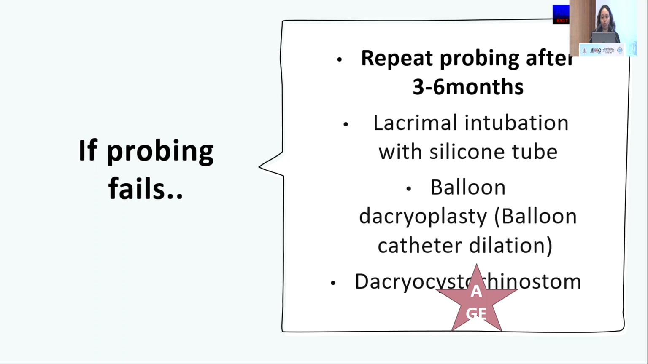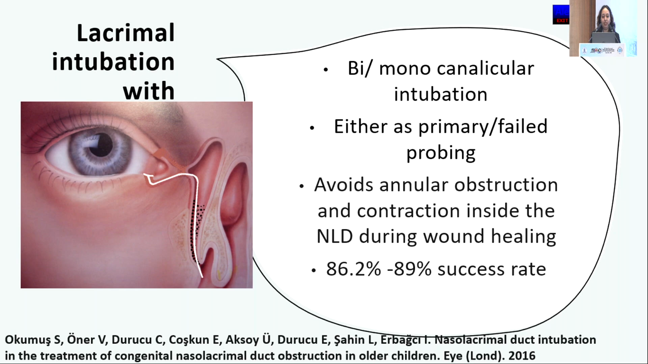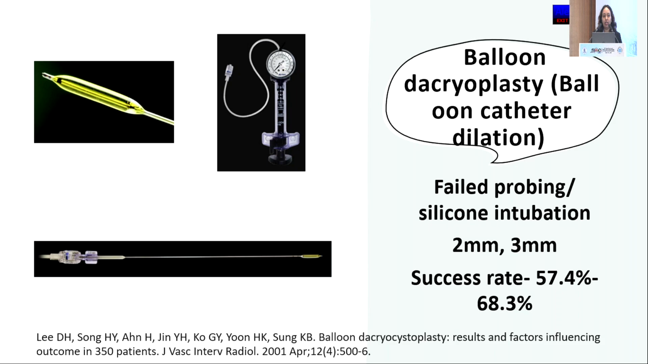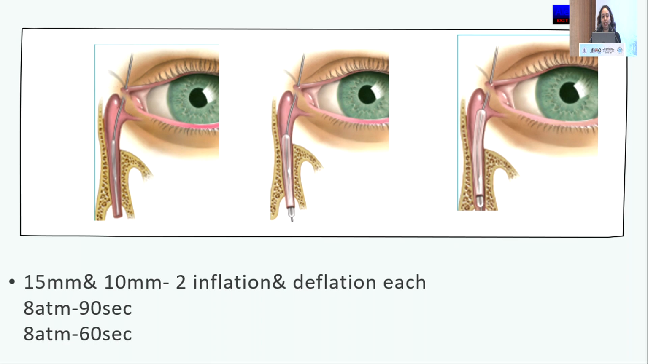So lacrimal intubation, either bicanalicular or monocanalicular, helps avoid annular obstruction and contraction inside the NLD during wound healing. The success is found to be 86% to 89% in different papers. Balloon dacryoplasty is also an alternate option, mainly in failed probing or silicone intubation, and the success is found to be 57% to 68%. Here we will do a probing initially, and again we will dilate the NLD using the balloon catheter.